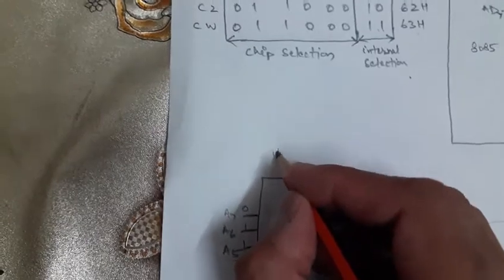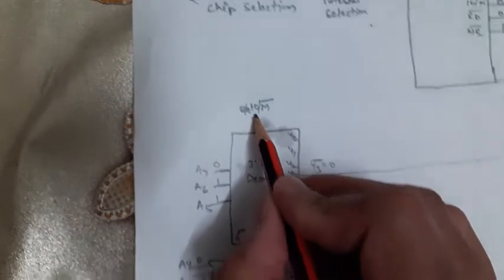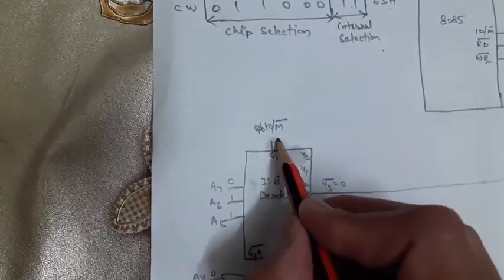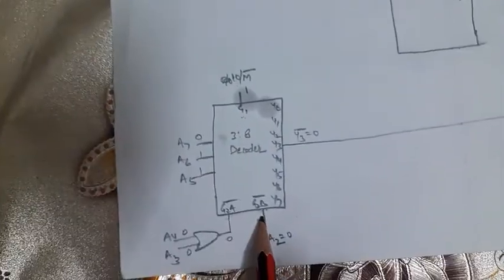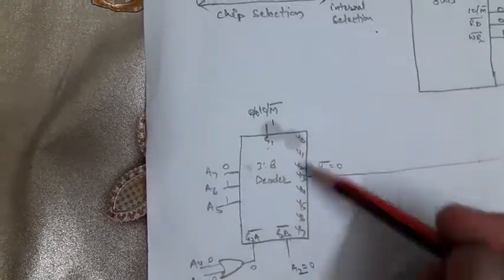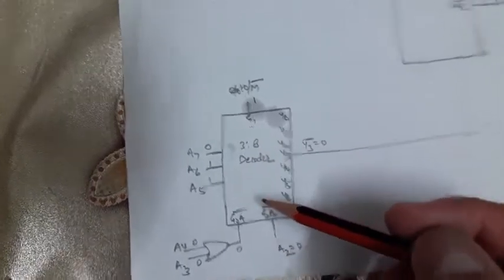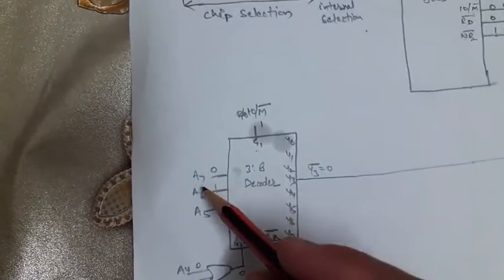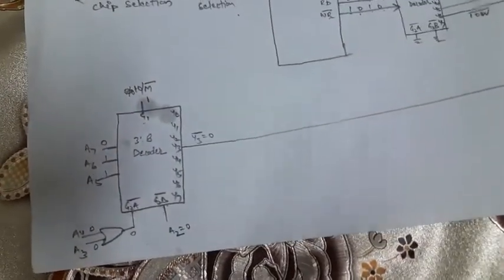At G1 we can connect IO/M bar. As we are connecting this to an IO chip, this signal will be 1 and it will go to this G1. So G1, G2A bar and G2B bar are now active. These two are active low and this is active high, and they now have the proper values, so we can say that this decoder is enabled. Now when we have connected all these signals and given Y3 to the CS bar, we can say that yes, we have done the full decoding.